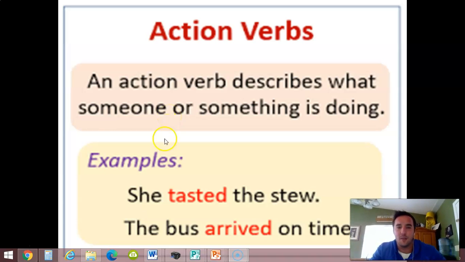Who or what did something? In this case, she tasted the stew. Who or what did something? She. What does she do? Taste it. That's the verb. How about this? The bus arrived on time. Who or what did something? The bus. What did the bus do? Arrived. Arrived is the verb.